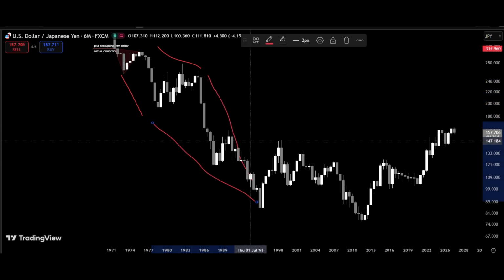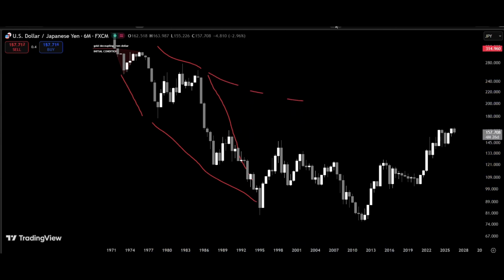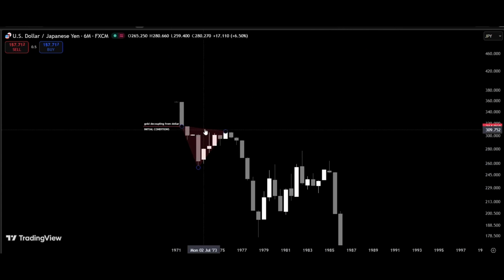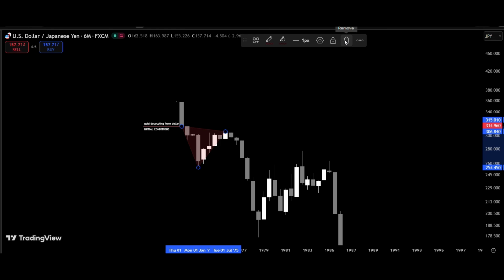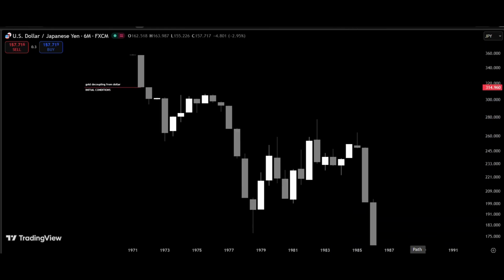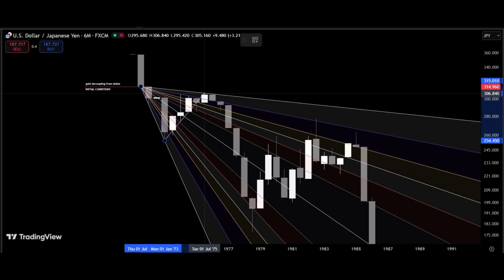The first thing I study is the structure itself. Before drawing anything, I simply observe the market and ask one question. What is the market trying to do? Looking at the long-term structure, we can clearly see a remarkably clean downward expansion that has been unfolding since 1971. The next step is to verify the correct expansion angle.